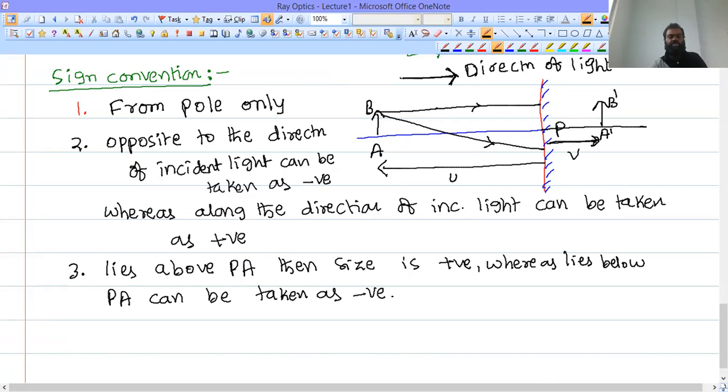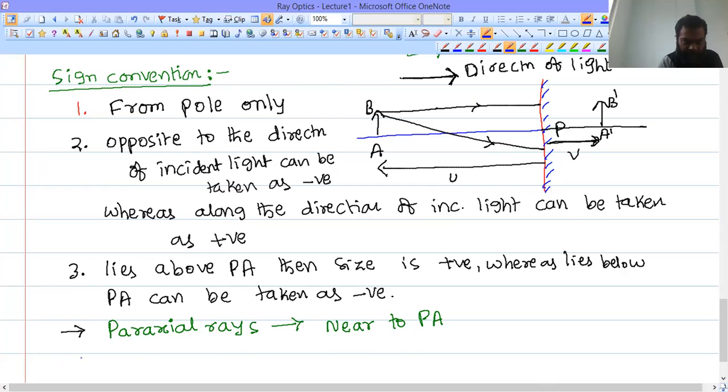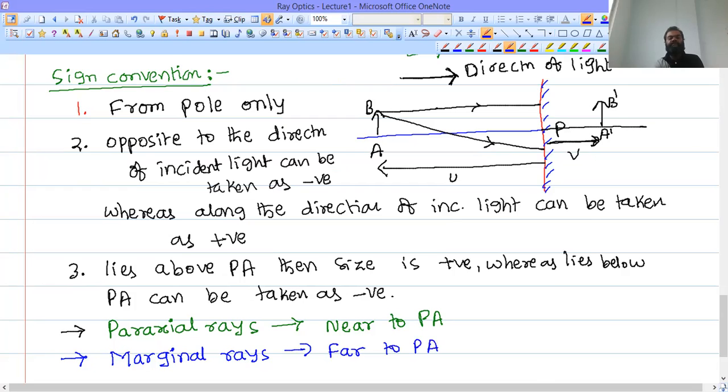Okay? Fine. Now you can see everywhere here we are discussing two types of rays. Number one is paraxial rays. That means the light rays which are nearer to the principal axis can be called paraxial rays. And another one is marginal rays. The light rays which are far away from the principal axis can be called marginal rays.